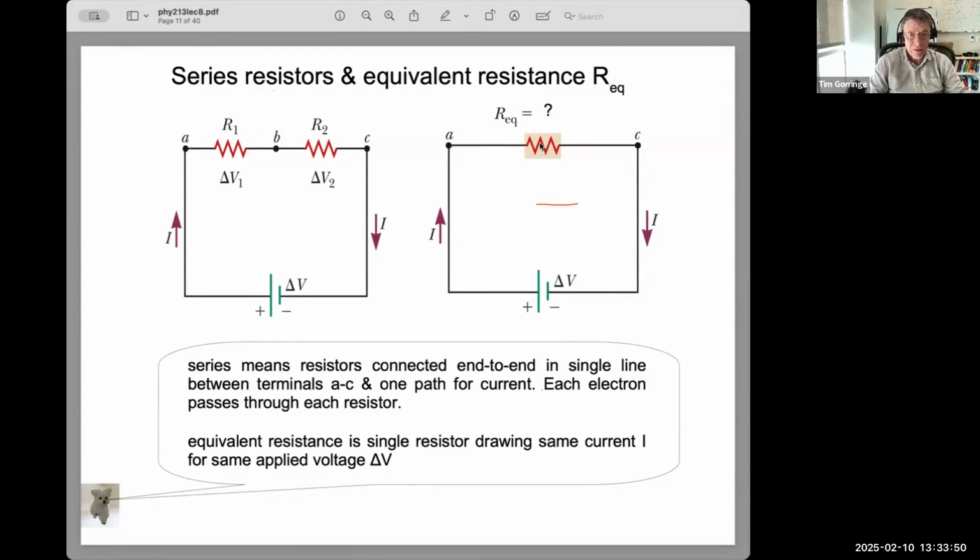The equivalent resistance is the one that, for the same applied voltage, you've got the same battery on the left and right, draws the same electrical current. So the same current over here on the right as there is on the left.